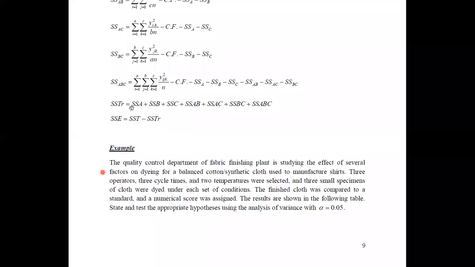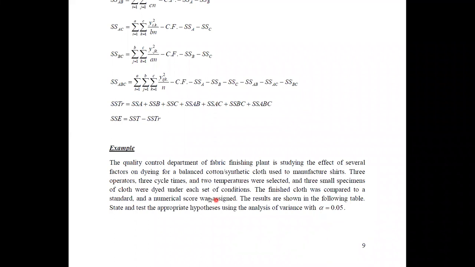Therefore, first of all, using these wordings, you have to identify what the factors are and how many factor levels are identified for each factor. Then the observations were obtained by comparing the finished cloths to a standard one, and numerical scores were assigned. These results can be seen below, and you are asked to test the appropriate hypothesis using ANOVA at the 5% significance level, with alpha equals 0.05.